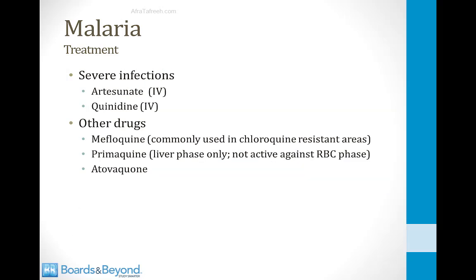The malaria drugs other than chloroquine have complex mechanisms that you don't need to know for Step 1. You really just need to know the names of these drugs. So for severe infections, there are two IV drugs you can use. First is artesunate and the other is quinidine.